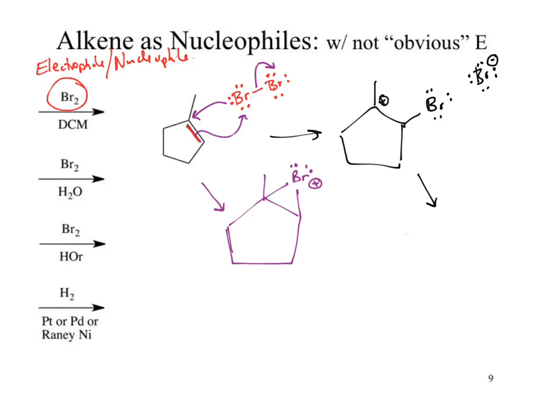The other bromide can come in and attack our positive charge. So let's be a little bit careful. The top one, the black one, is okay to look at. The purple one's got a little bit of problems. What's the issue with the purple one? I'm going to come back to that stereochemistry issue in a second.